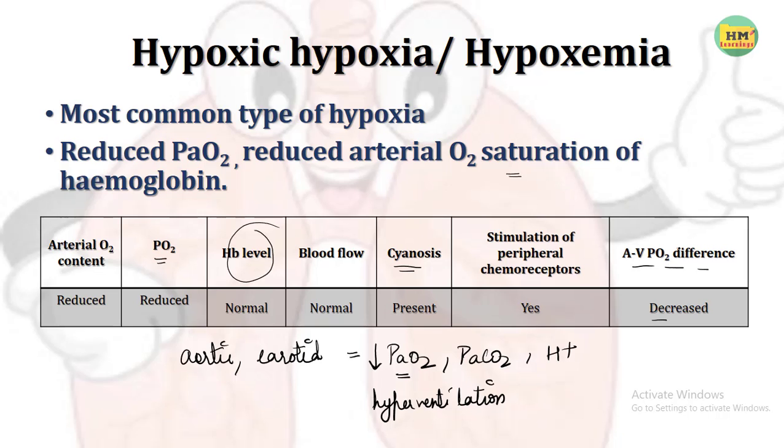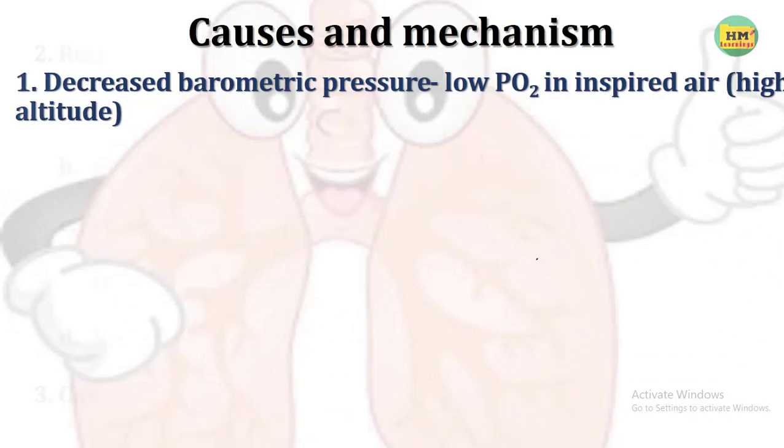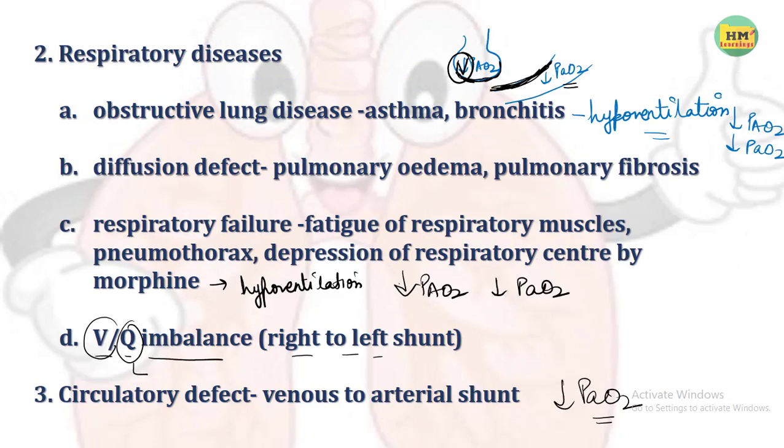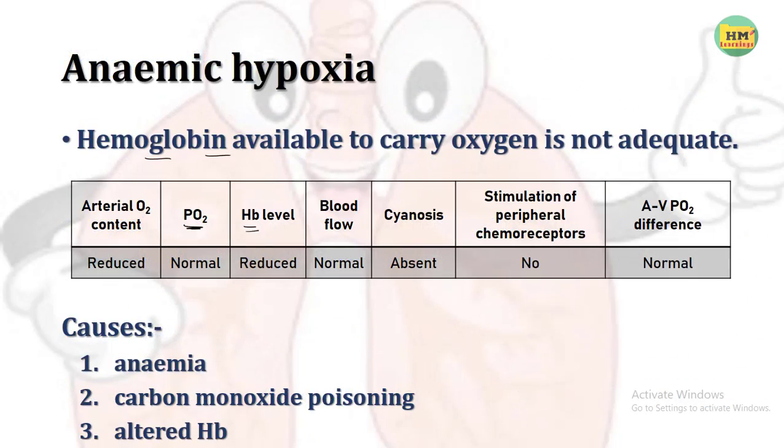Okay, then we move on to the anemic hypoxia, which we were discussing, and here also cyanosis is absent. Why? Because hemoglobin is less. For cyanosis to be present, hemoglobin must be there, but hemoglobin is reduced, that's why there is no cyanosis in the case of anemic hypoxia.